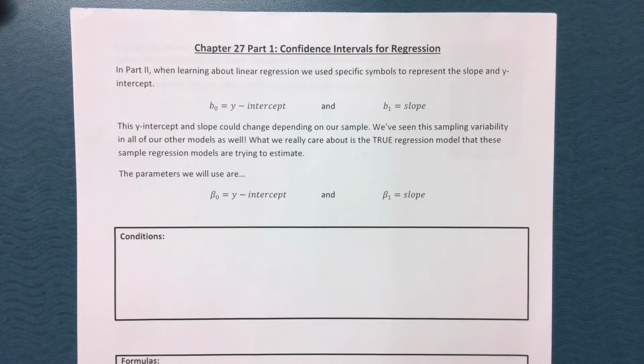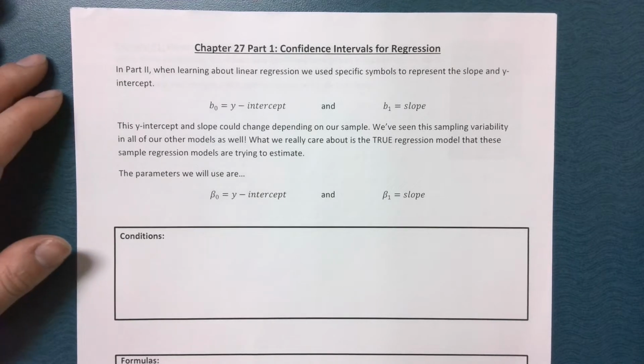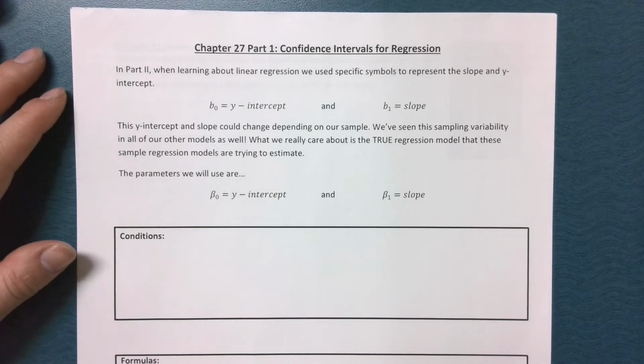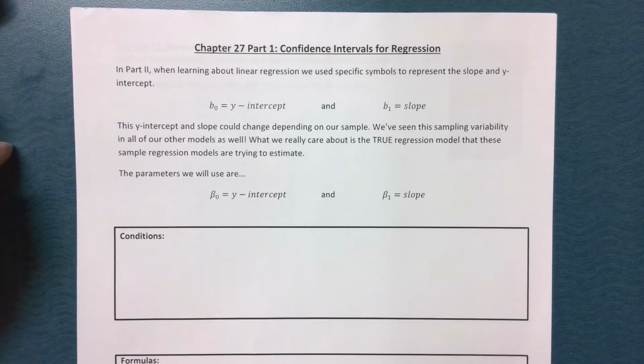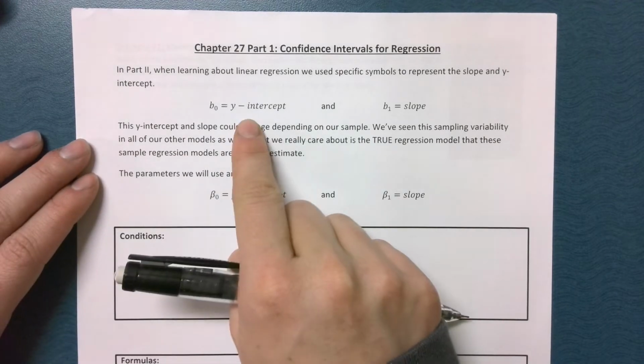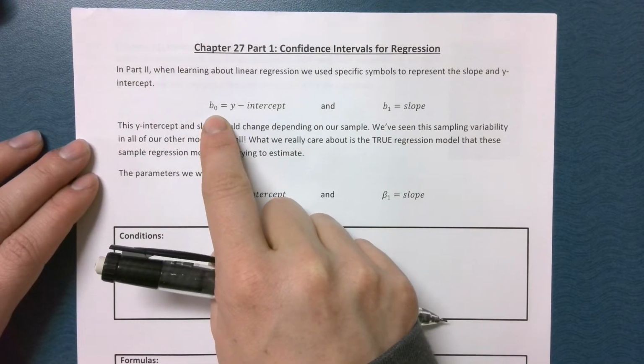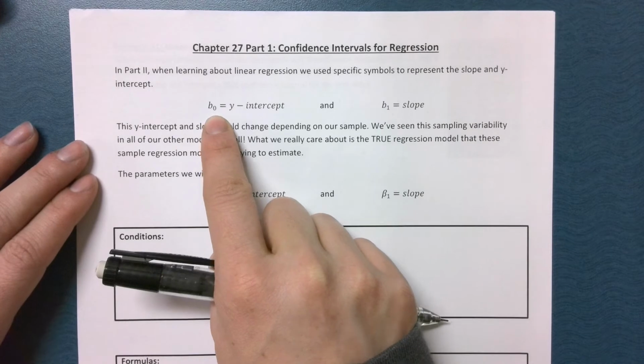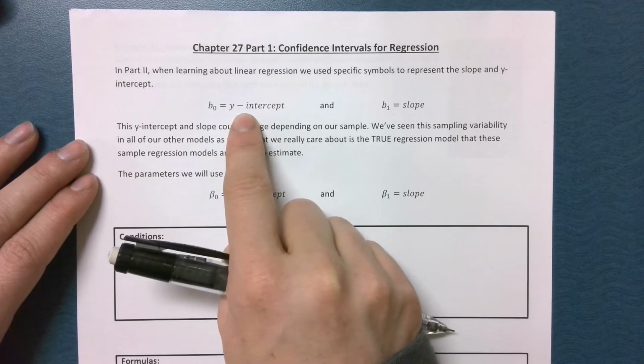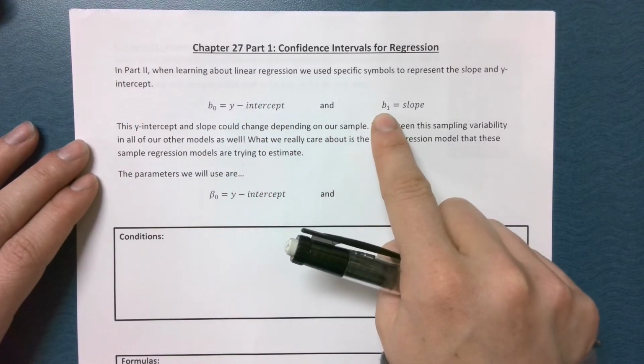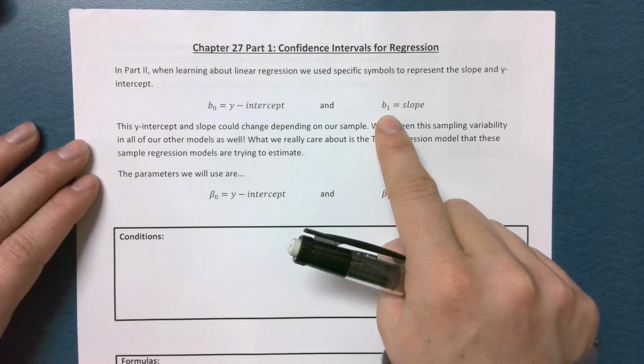Chapter 27, Part 1, we are going to look at creating confidence intervals for a linear regression. Back in Outcome 2, when we learned about linear regression, we used specific symbols to represent the slope and the y-intercept. The y-intercept we called b naught, or b sub 0. That was our starting value. And our slope, we said b sub 1.